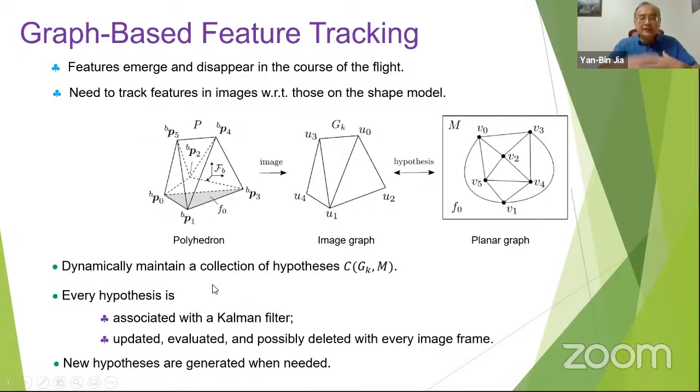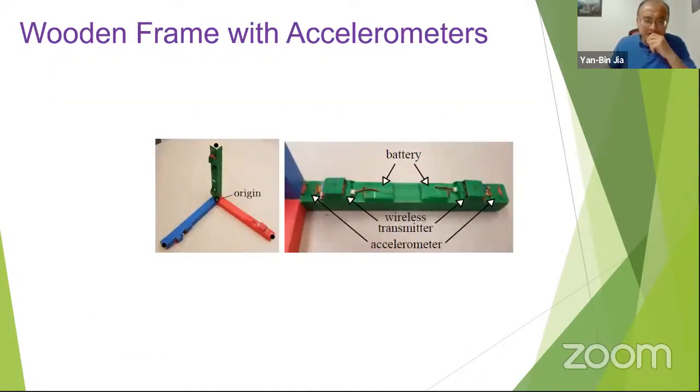So we basically maintain multiple hypotheses. For every hypothesis, we give it a Kalman filter, and then we evaluate these Kalman filters, let them compete, and then delete those that are inadequate, and also generate new ones. So by doing this, we're able to do the tracking.